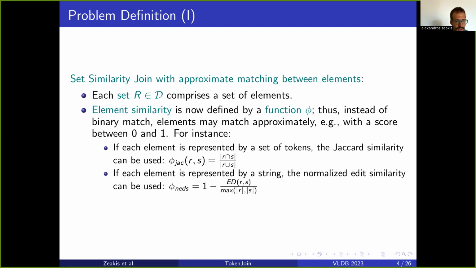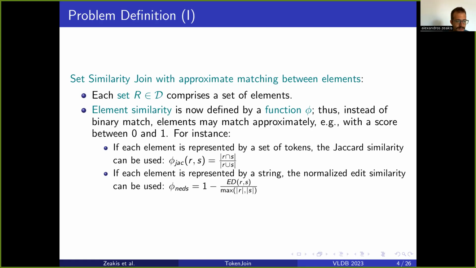In our work, we study a variation of set similarity join, which overcomes this limitation. Each set R in collection D is still a set of elements, but now we want the elements to match not exactly, but approximately. This means that instead of 0 or 1, the elements can have any score in between. This is done by a specified function phi.